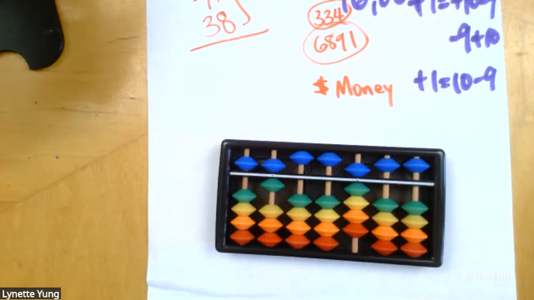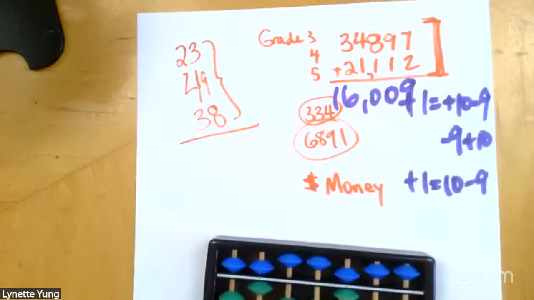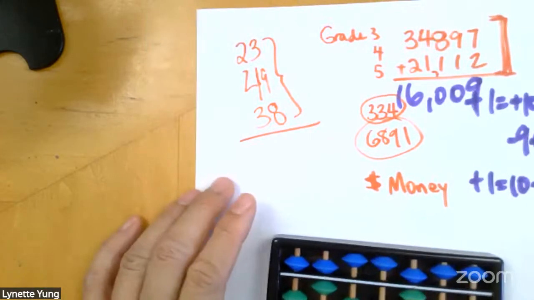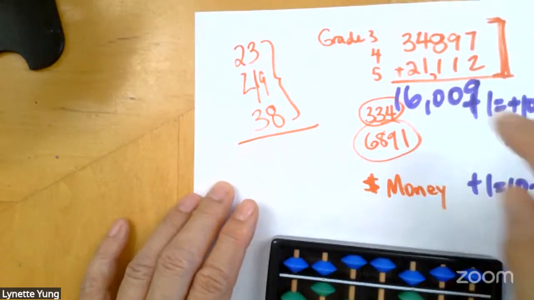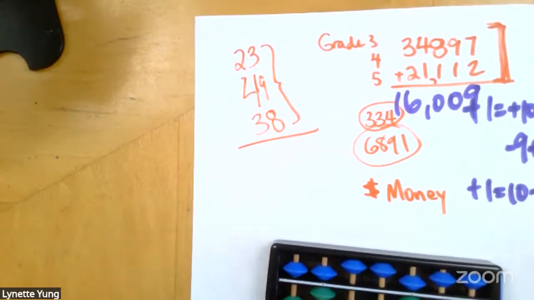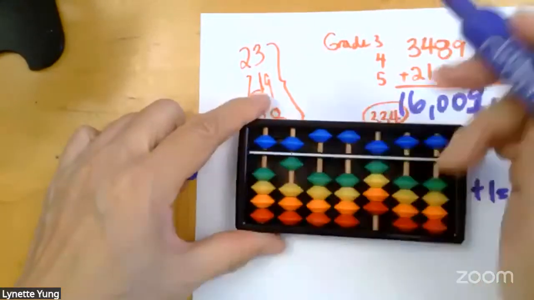Okay, first of all, I had to unmute myself. On that addition problem, it's 56, not 16,000. Look at your abacus. Oh yeah, you're right. 56. Thank you.